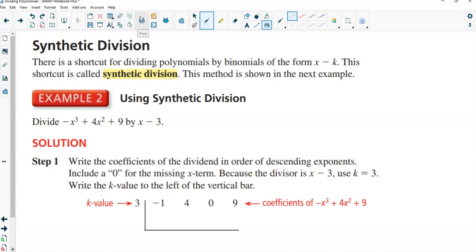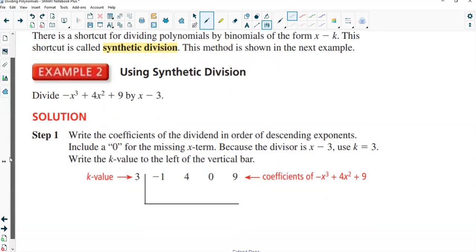Okay, the next thing we have is synthetic division. This is even easier. There is a shortcut for dividing polynomials by binomials. A binomial is a polynomial with 2 terms of the form x minus k. This shortcut is called synthetic division. This method is shown in the next example, and I'm going to show you how they did this.